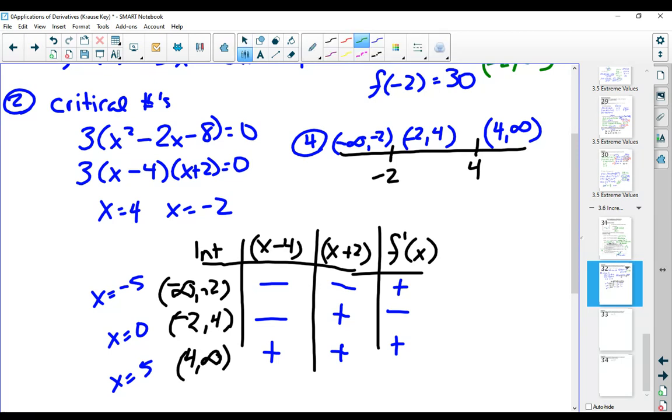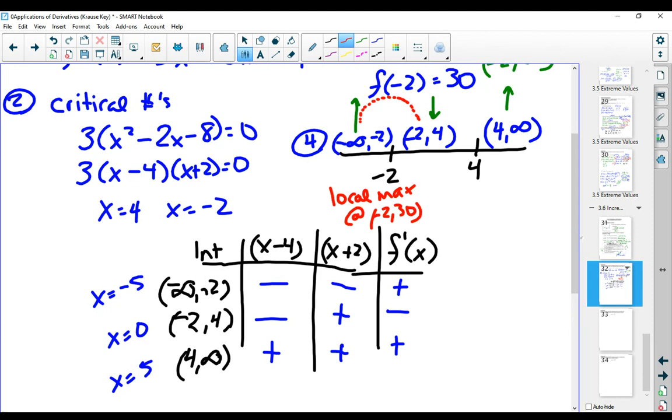Looking at how that relates to our graph, from negative infinity to negative 2, the derivative is positive, so the function is increasing. From negative 2 to 4, the function is decreasing. And from 4 to infinity, the function is increasing. So if I were to picture that, the graph is going up and coming down. So this is going to have a local maximum. So local max at negative 2, 30.